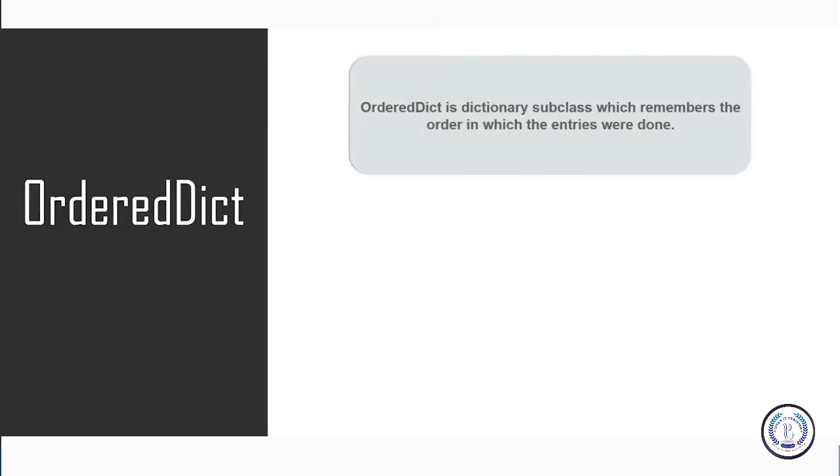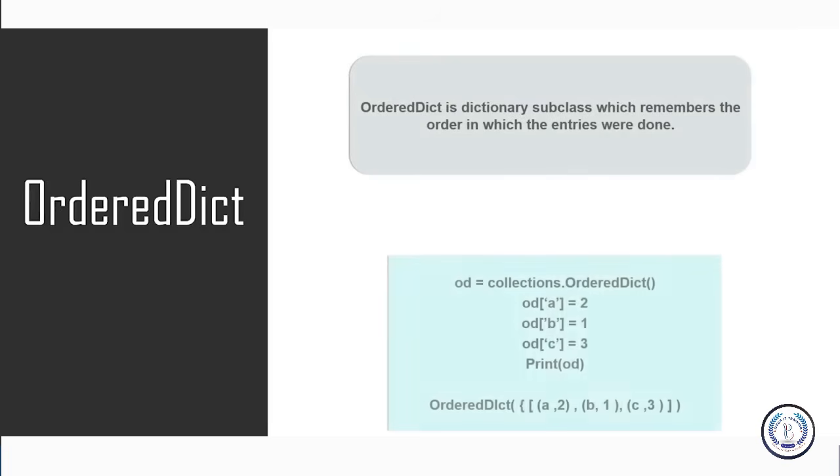Let's talk about the next data structure, which is OrderedDict. An OrderedDict is a dictionary subclass which remembers the order in which the entries were added. Basically, even if you change the value of a key, the position will not change because of the order in which it was inserted in the dictionary. So let's take it up to PyCharm, and we'll implement the OrderedDict over there.